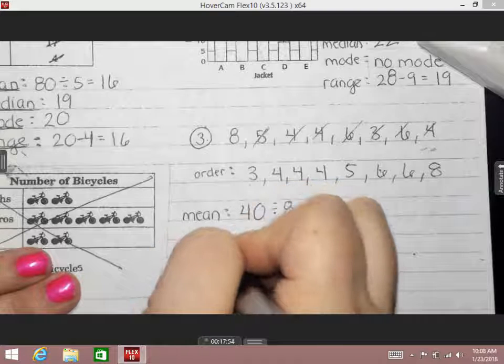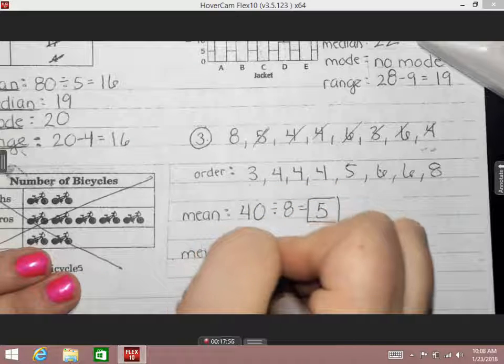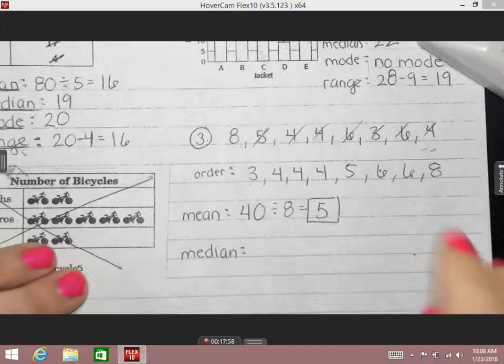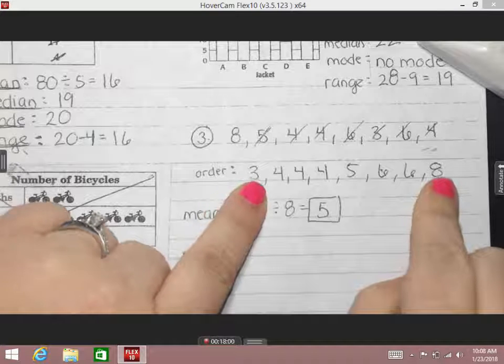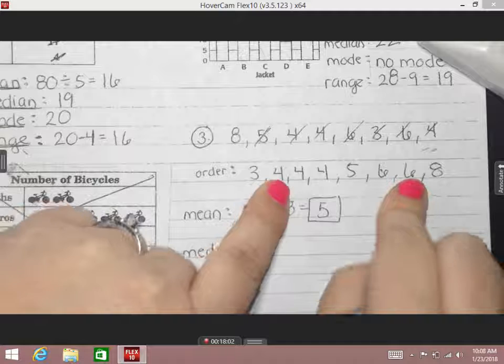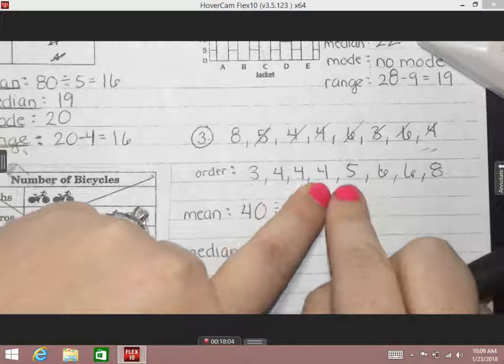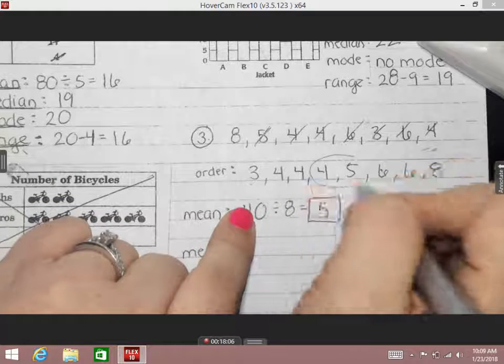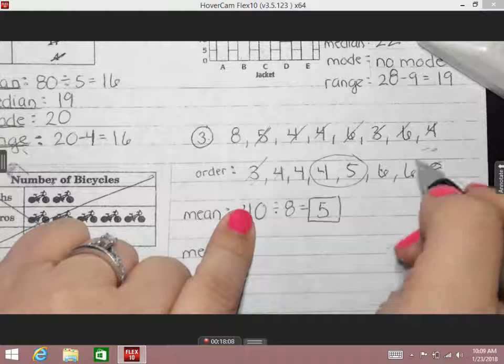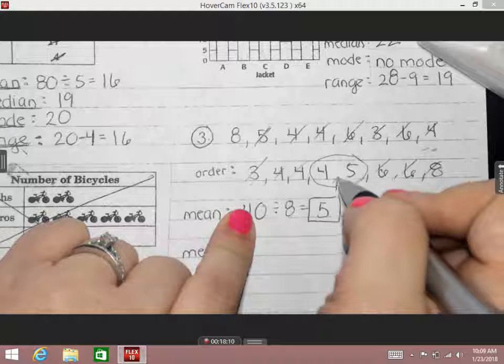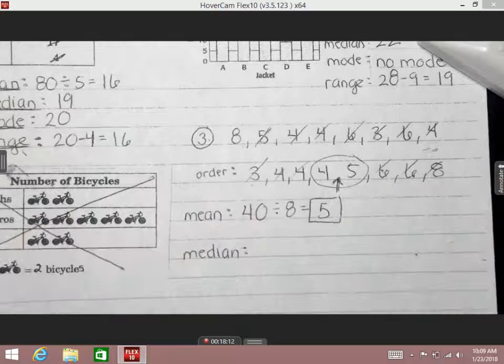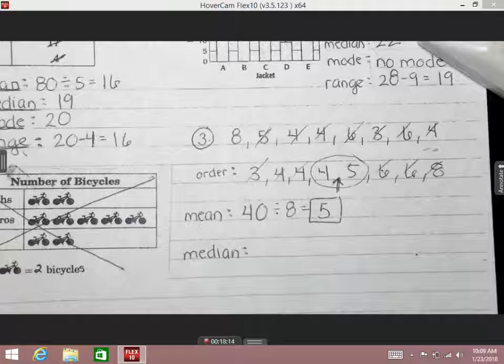So this is the one that y'all have had some questions about, what to do here. All right. So if I look at the median, let's start on the outside and work our way in. There's 3 and 8, 4 and 6. 4 and 6, what happens when I get to the center? There is no center. There are 2 numbers here. So, guys, what I'm really looking for is the number in between 4 and 5.